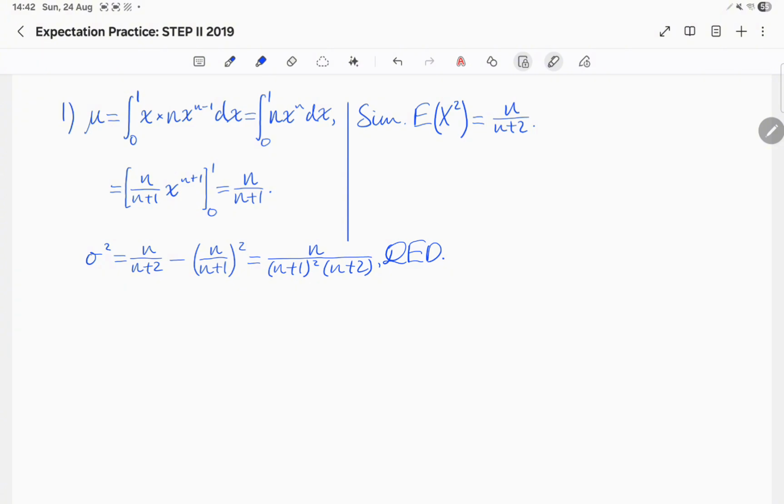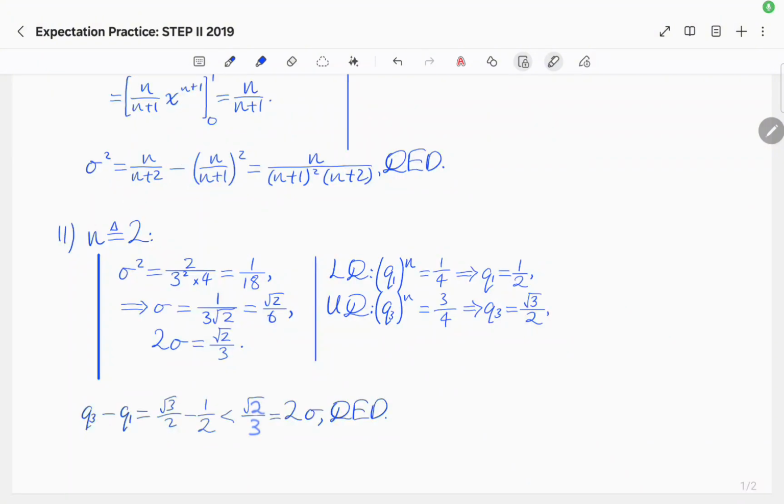Therefore, the variance is equal to n over n plus 2, take away the square of n over n plus 1. This is equal to n over (n plus 1) all squared, (n plus 2), as required. Now, let's move on to part 2.